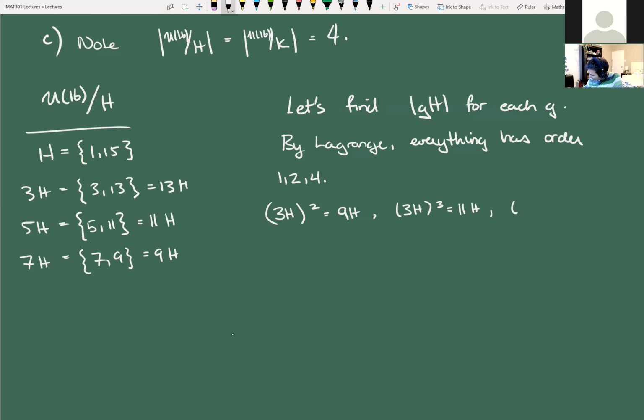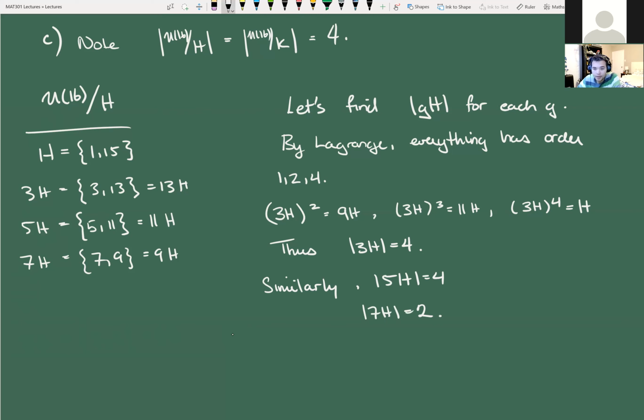And then 3H to the power of 4. Well, we know that anything to the power of the order of the group is equal to the identity, so this has to be H. Thus the order of 3H is equal to 4. And if we continue on in this pattern, we would get that the order of 5H is equal to 4, and the order of 7H is equal to 2. Great, perfect. We found that there is an element of this group that has the same order as the group. So we know exactly what U16 mod H is.